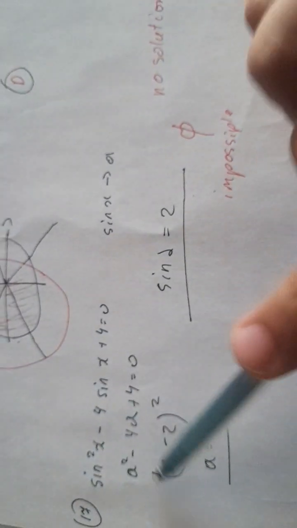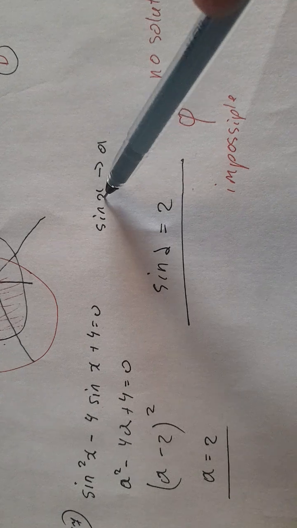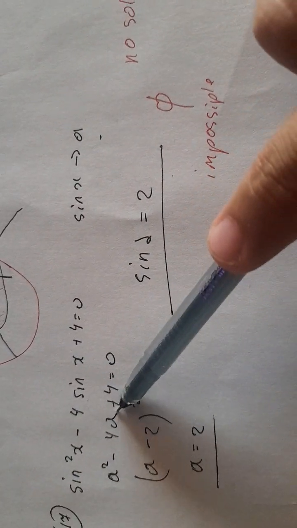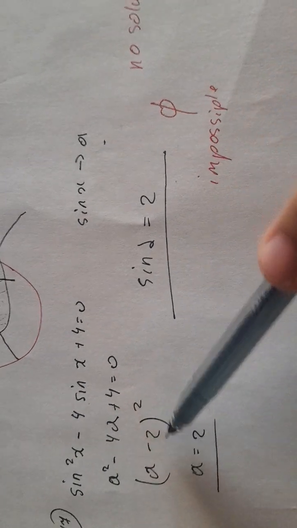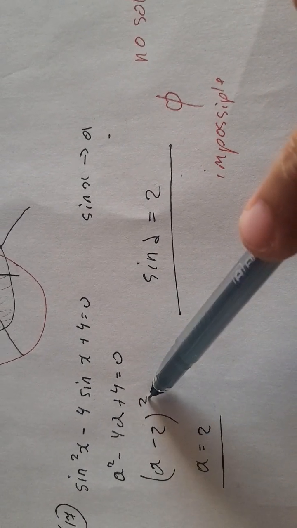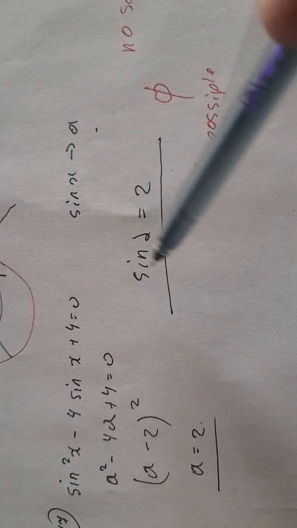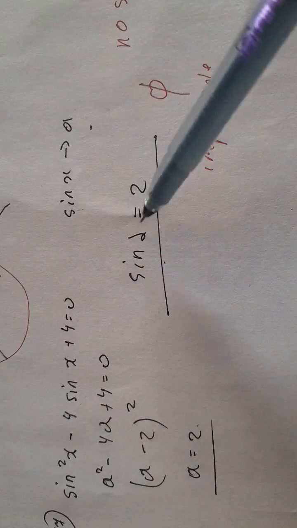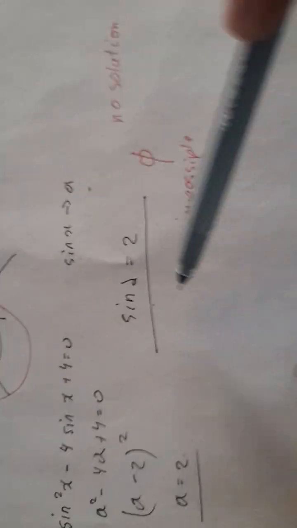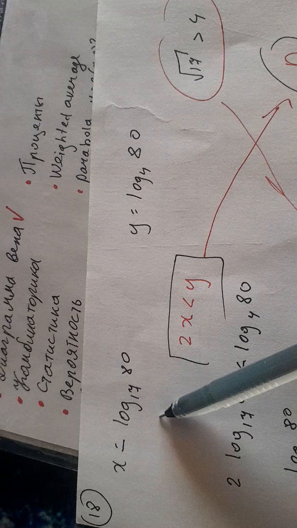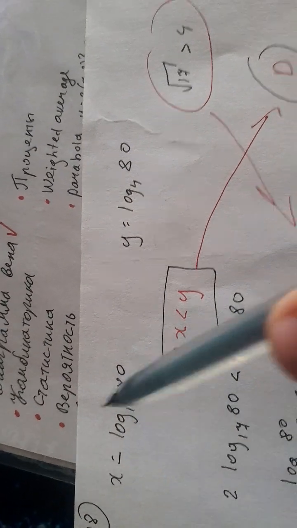17th question, we have this equation. We're just writing that instead of sine x, we write a squared minus 4a plus 4 equals 0. So this is (a minus 2) squared. So a equals 2. Instead of a, we write sine alpha, sine x equals 2. It's impossible because it can be 1 but not greater than 1. So no solution.